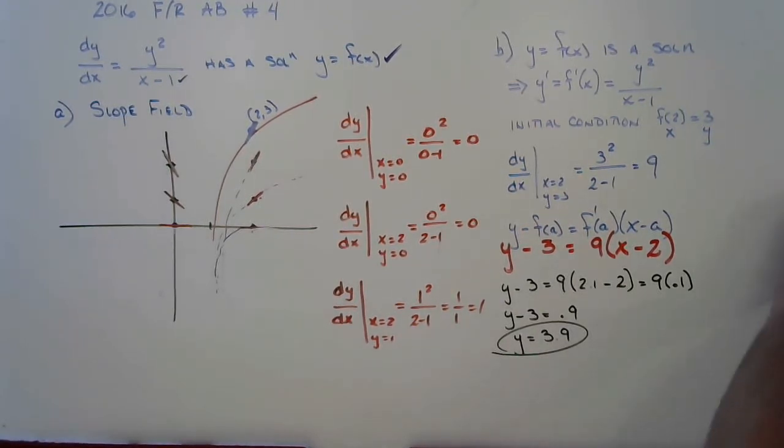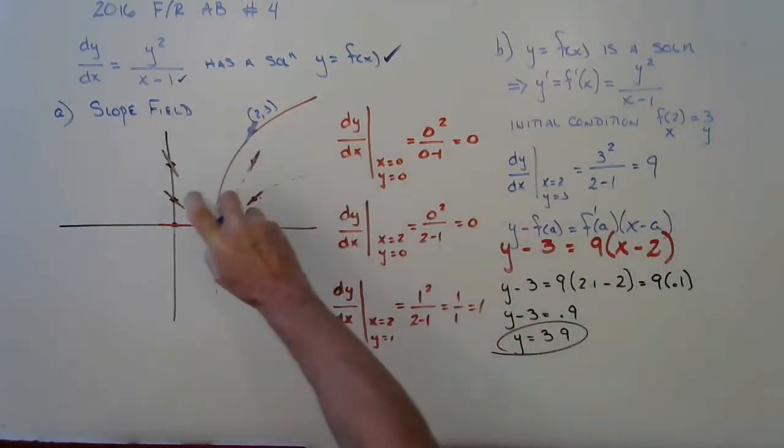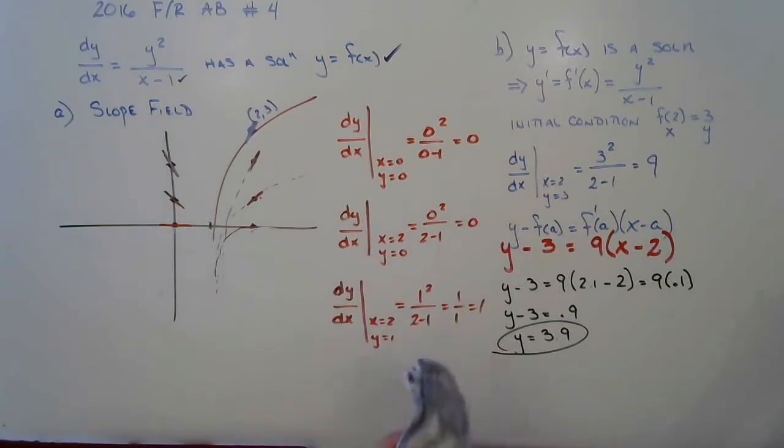Okay, so what am I going to do now? Well, I'm going to do part C. I'm going to have to clean off some whiteboard space, so give me a second here to erase. We don't need any of this for part C.